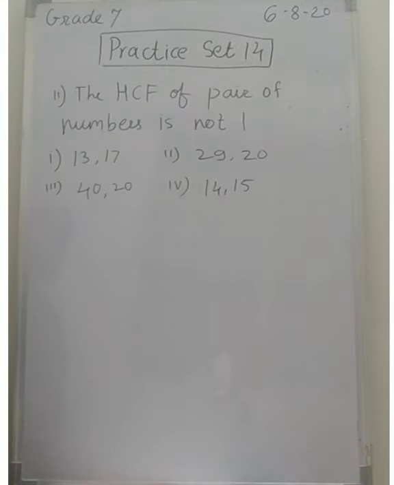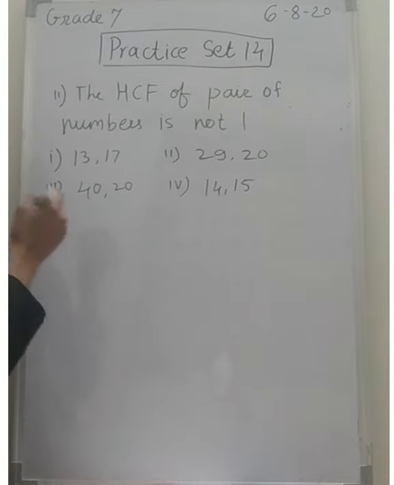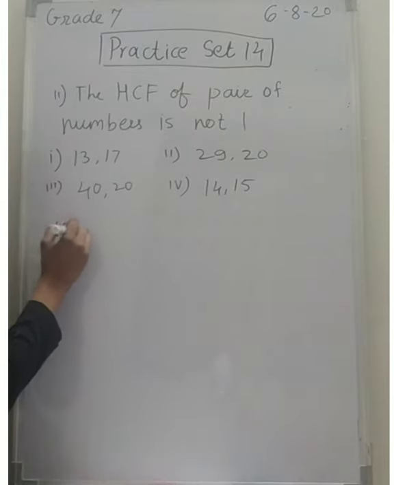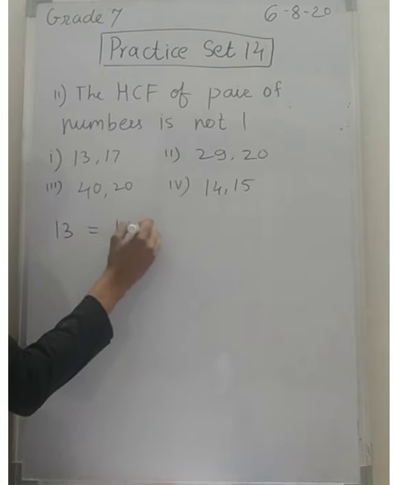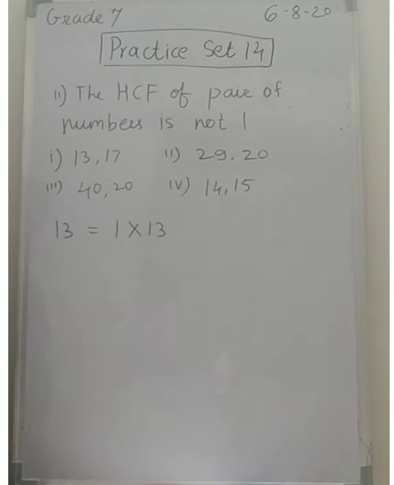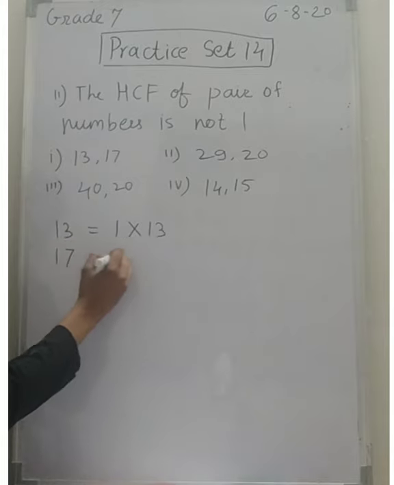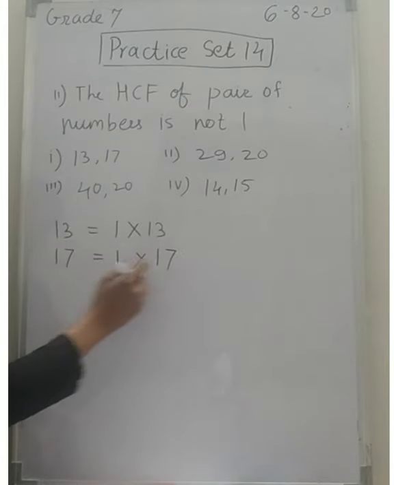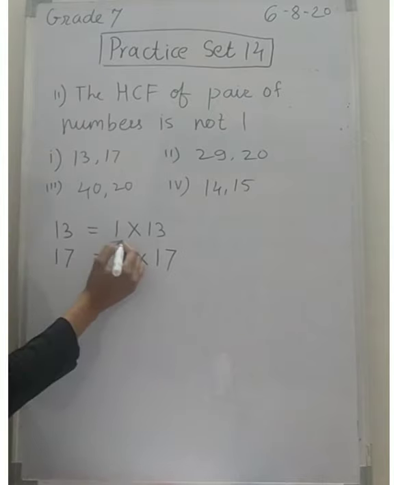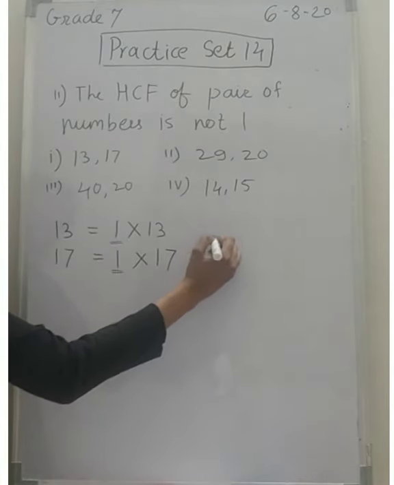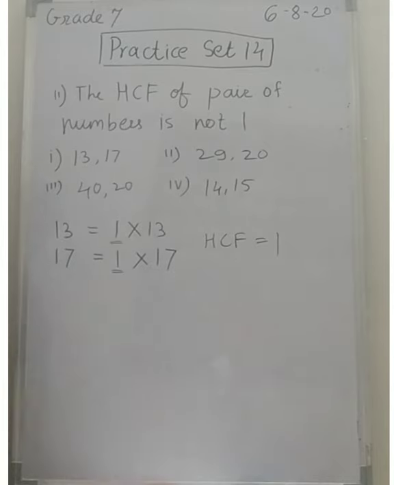Now this is the question: the HCF of which pair of numbers is not 1. That means 3 of the pairs have HCF equal to 1, and there's one pair which does not have HCF equal to 1. So let's find out. 13 can be divided by 1 and 13 only. Okay. 17 is a prime number which can be divided by 1 and 17. So which one is the common factor here? So HCF in this pair is 1.